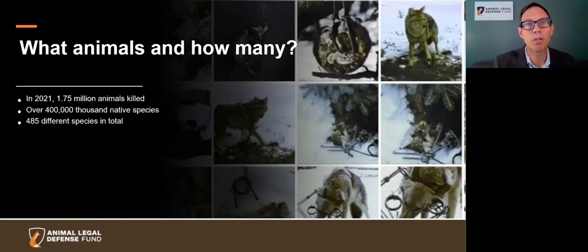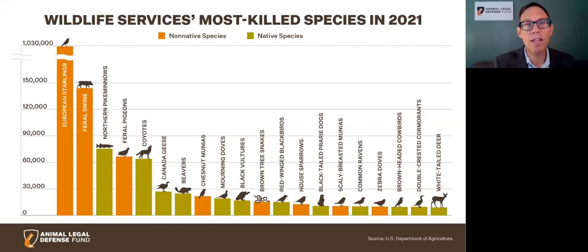So let's talk a little bit about the most killed species. You can see this chart shows some of the most killed species. You can see it includes both non-native species, which are marked in the orange columns, and native species, which are the green columns. And just to distinguish, non-native species means that the species didn't historically live in North America. The one at the top of the list is the European starling. This is the most killed animal by wildlife services by far. More than 1 million European starlings are killed.